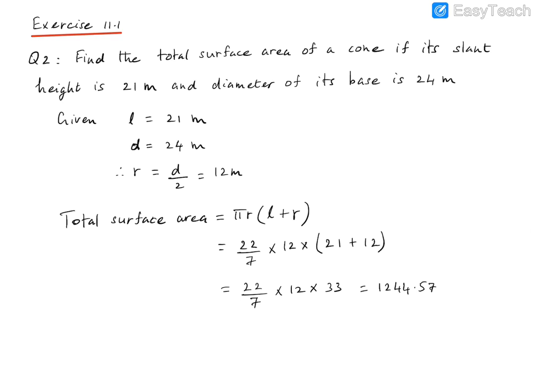1244.57, and since it's area and the dimensions are all given in meters, the area is in meter square. So the total surface area of the cone with these given dimensions is 1244.57 meter square.